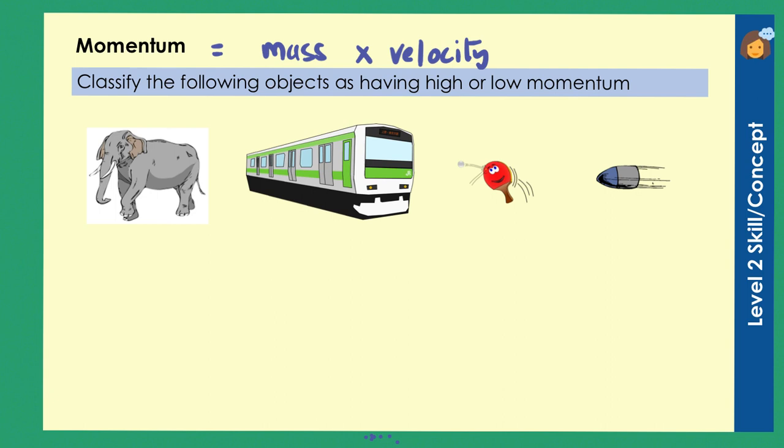So if we think about a walking elephant, we know that its mass would be very large, and because it's walking, its velocity would be small. I'm going to put a small v next to it. So because of its large mass, the momentum would be high.